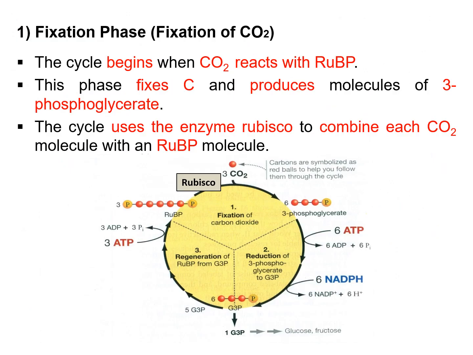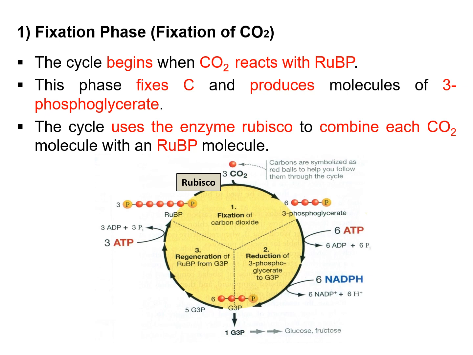In the first phase of Calvin cycle, which is the fixation phase, it is a phase to fix carbon dioxide. The cycle begins when carbon dioxide reacts with ribulose biphosphate. This phase will fix carbon and produce molecules of 3-phosphoglycerate. The cycle uses the enzyme Rubisco to combine the carbon dioxide molecule with the ribulose biphosphate molecule.